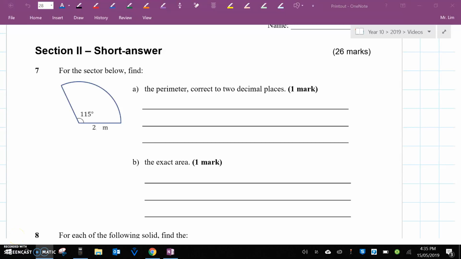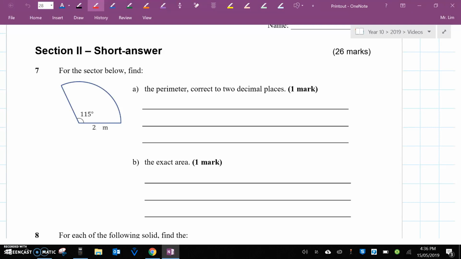Okay, so in this video, we're going to have a look at the first part of the short answer questions. I don't think we'll be able to fit all the short answer questions into this one video, so this will be part 1. For the sector below, find the perimeter correct to 2 decimal places. Perimeter is the total distance around the outside of a 2D shape.